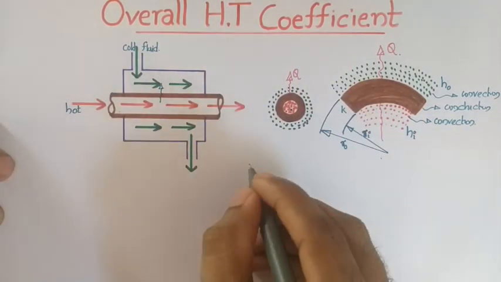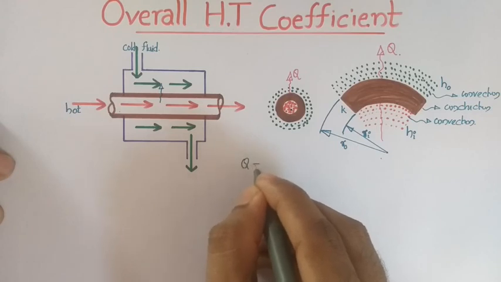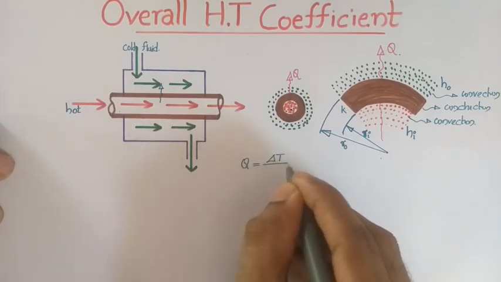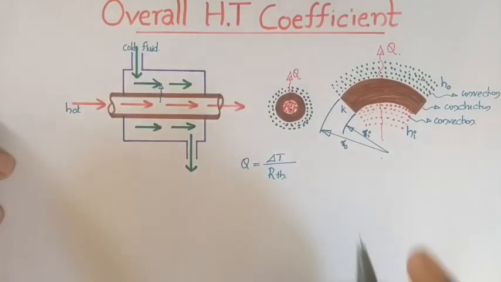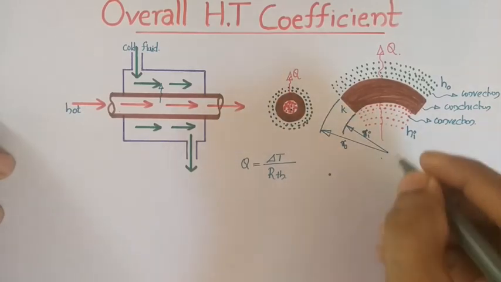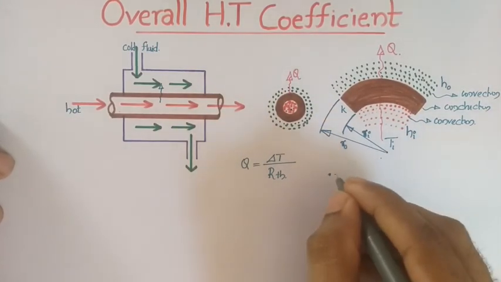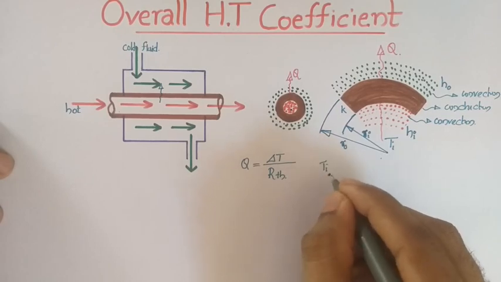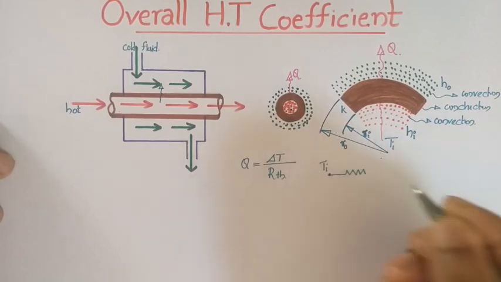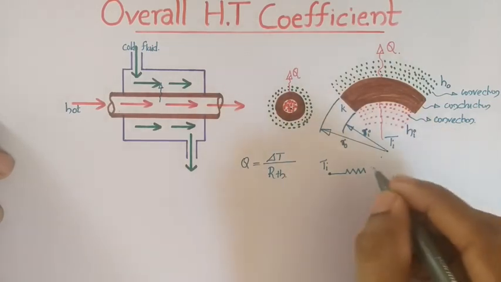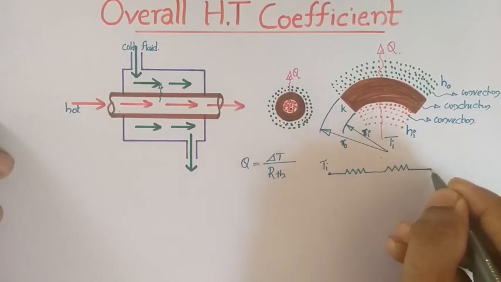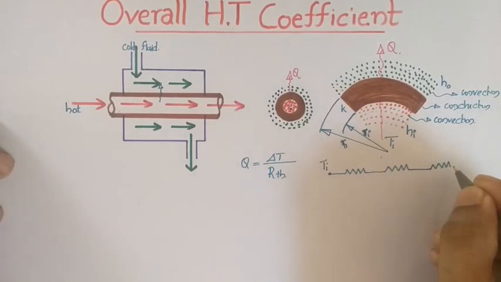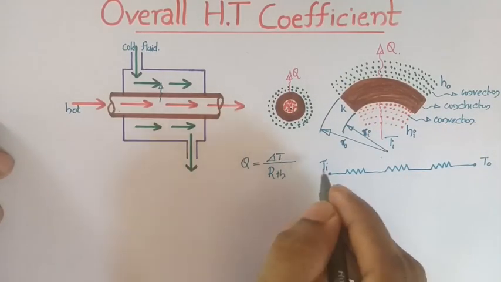From the electrical analogy, the heat flow will be equal to the change in temperature between the innermost and outermost points divided by the total thermal resistance. At the innermost point, if the temperature is Ti, then this point represents Ti, and then some resistances come. The first is the inner convection resistance, the second is the conduction resistance through the tube, and the last is the convection resistance at the outer surface, and then it reaches the final temperature. So this delta T is Ti minus To.